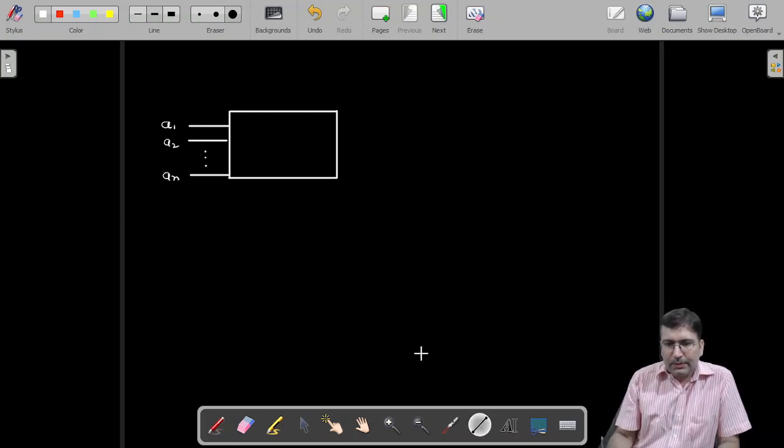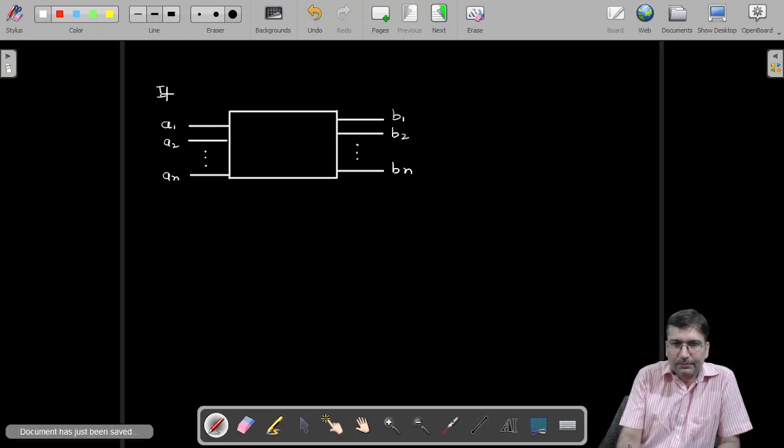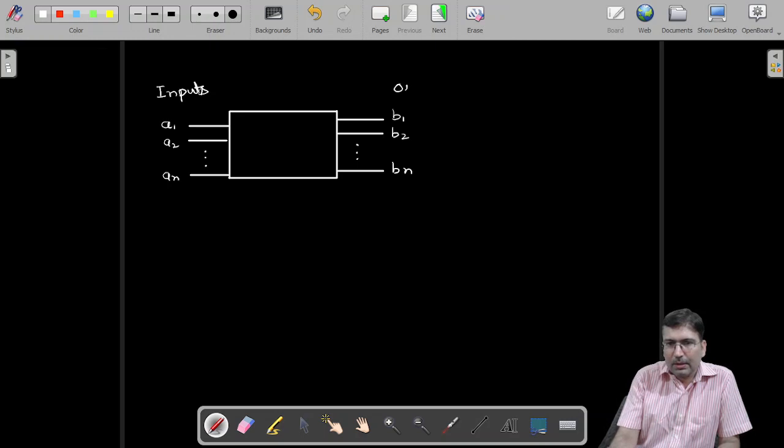I'm also assuming that this circuit is generating certain outputs. Outputs may be any number like m, so I'm assuming here m number of outputs are being generated. So this is, let's say, b1, b2 and bm. So we are passing n number of inputs. Here I am writing inputs and here I am writing outputs.